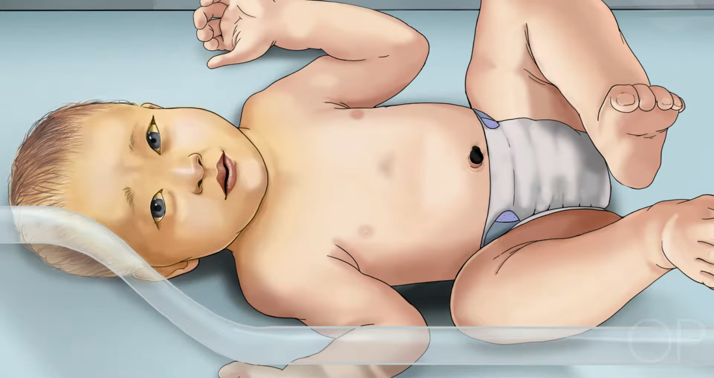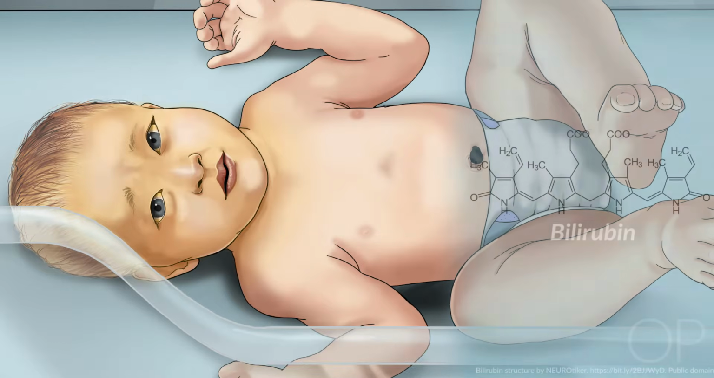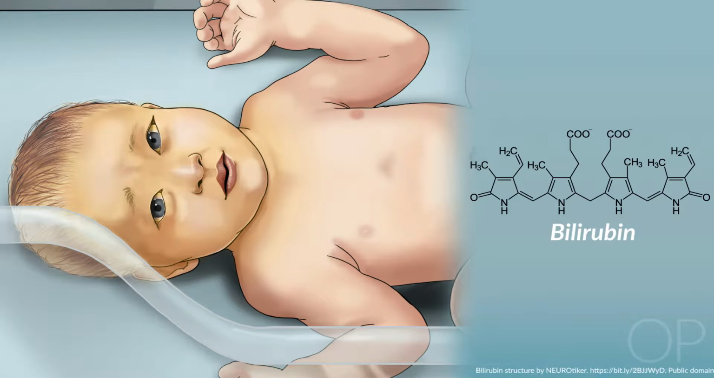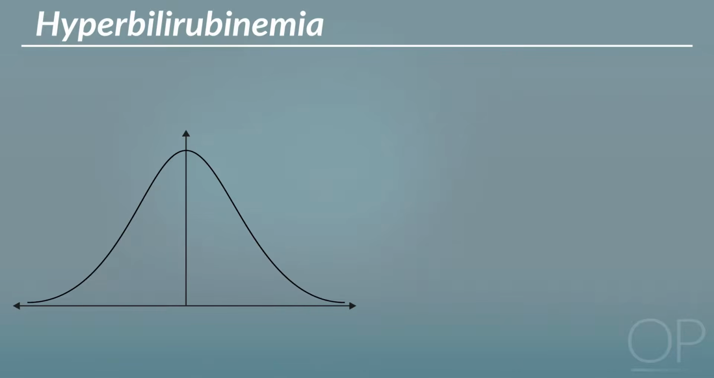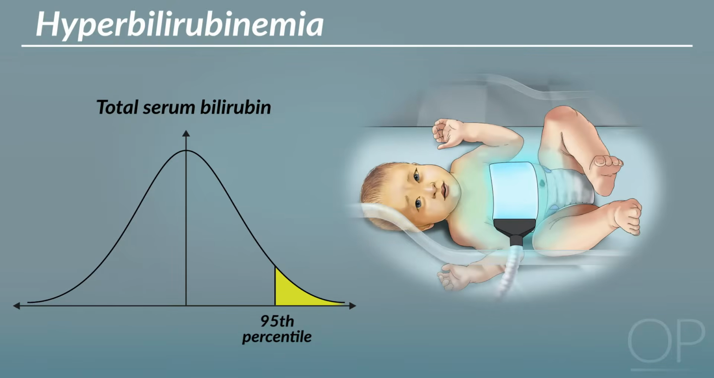Jaundice is a physical exam finding and refers to the yellow discoloration of the skin and sclera caused by bilirubin deposition. In contrast, hyperbilirubinemia refers to a total serum bilirubin measurement of greater than the 95th percentile for age and requires treatment with phototherapy. This is less common, but still affects about 5% of infants.